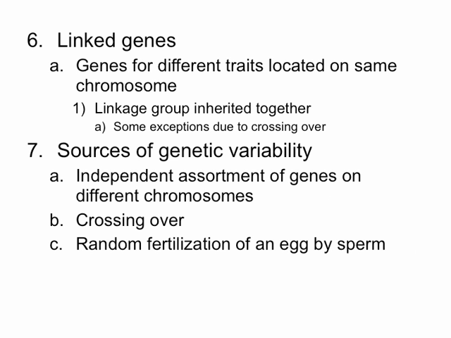And then there's also some other sources of genetic variability. Independent assortment of genes on different chromosomes gives us some genetic variability. Crossing over, as we had mentioned, swapping some genetic information between different legs of a chromosome. And then random fertilization of an egg by a sperm. These are all reasons that you're not going to look exactly like your sister or exactly like your brother.